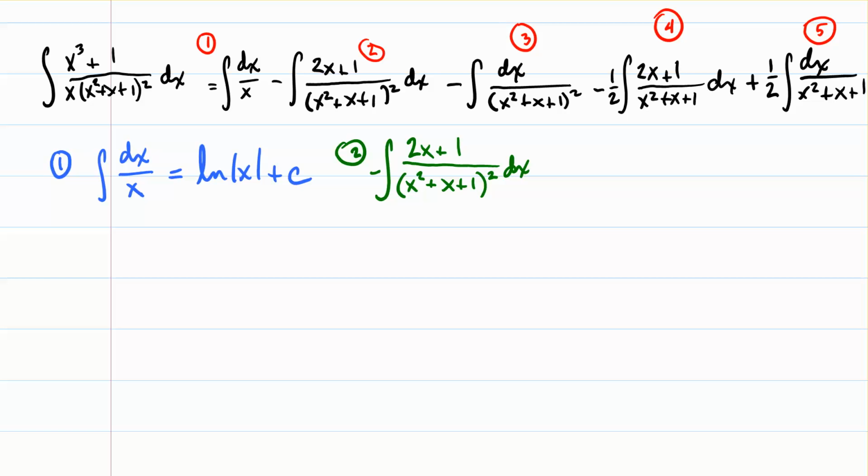Next, we have negative integral 2x plus 1 over the quantity x squared plus x plus 1 squared dx. And for this, we're going to use a u substitution with u equal to x squared plus x plus 1. And du then would be 2x plus 1 dx. And now we can put this integral together in terms of u, and that would be negative integral u to the negative second du. And this is not a natural log, but it's going to turn out to be positive 1 over u plus c.